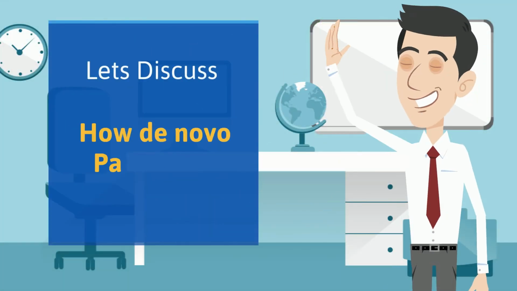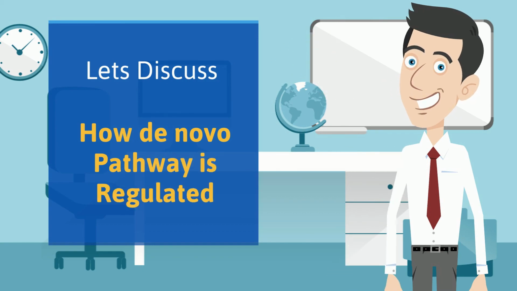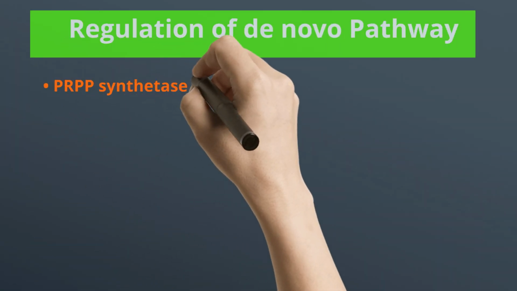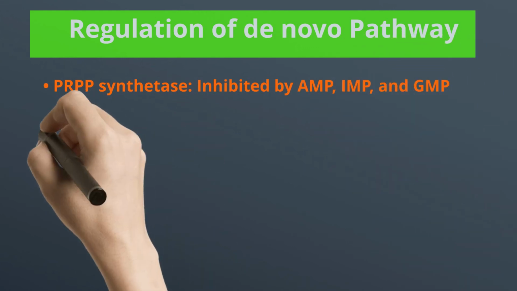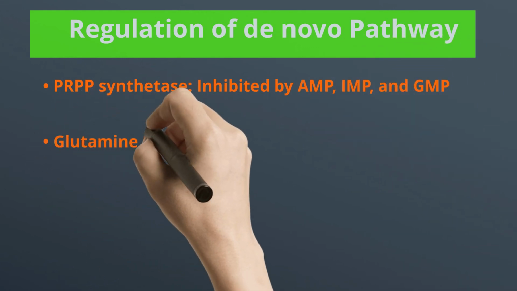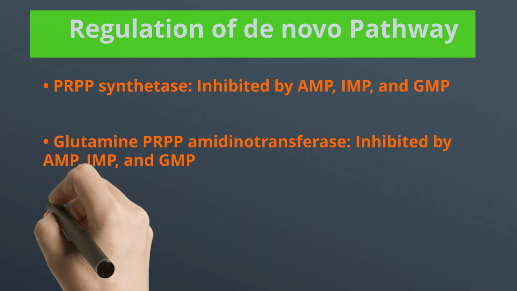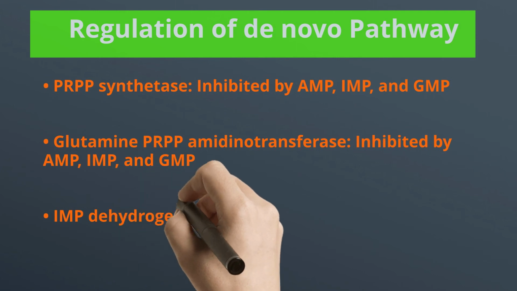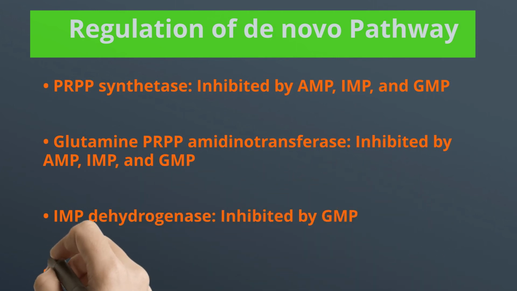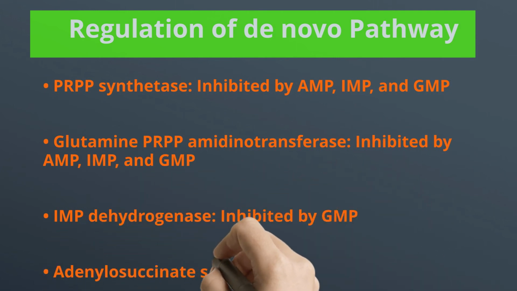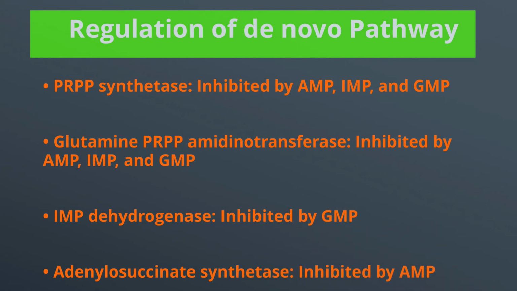Let's talk about how de novo pathway is regulated. De novo pathway is regulated by various allosteric enzymes through the process of feedback inhibition. PRPP synthetase is inhibited by the presence of AMP, IMP, and GMP. Glutamine PRPP imidinotransferase is inhibited by the presence of AMP, IMP, and GMP. IMP dehydrogenase is inhibited by the presence of GMP, and adenylosuccinate synthetase is inhibited by the presence of AMP.